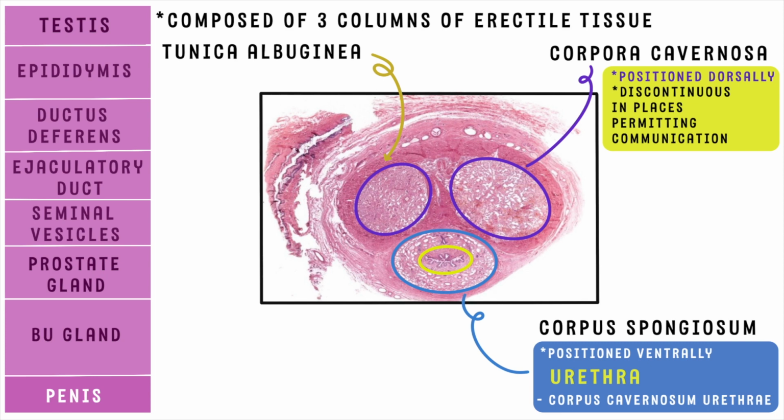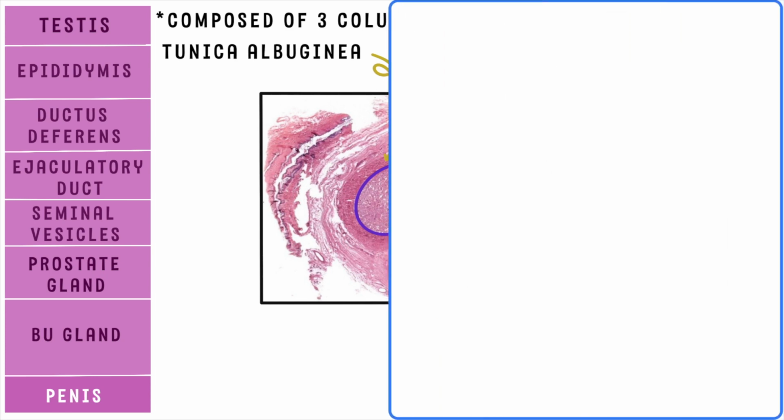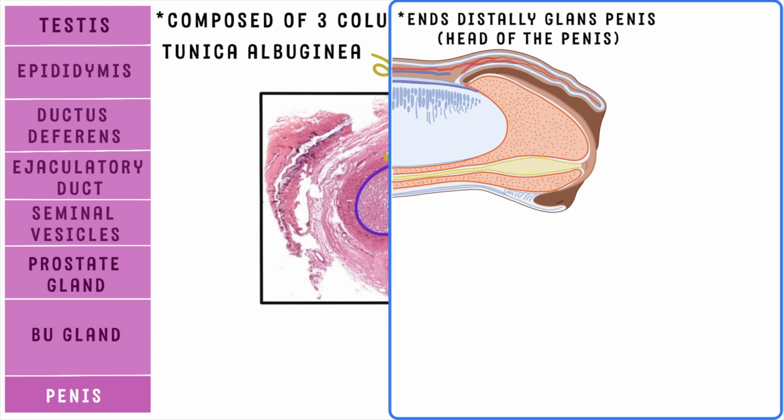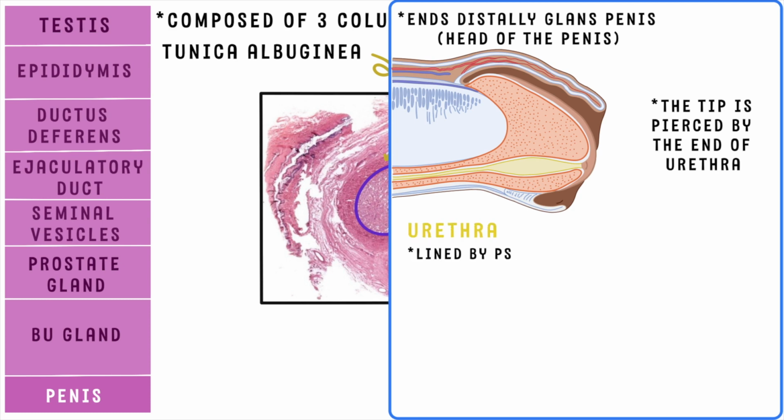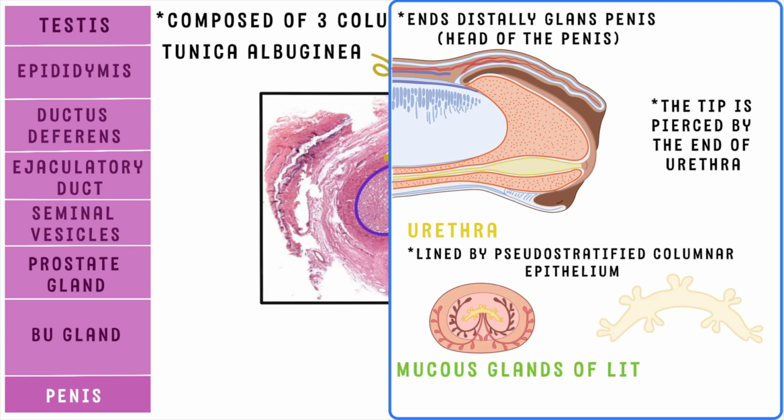The corpus spongiosum ends distally in the enlarged, bulbous portion, the glans penis. The tip of the glans penis is pierced by the end of the urethra at the vertical slit. The urethra is lined with pseudostratified columnar epithelium. The mucous glands of Littre and ducts secrete a clear mucus on erection.